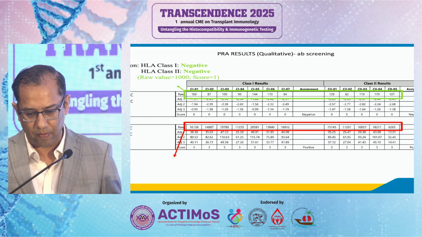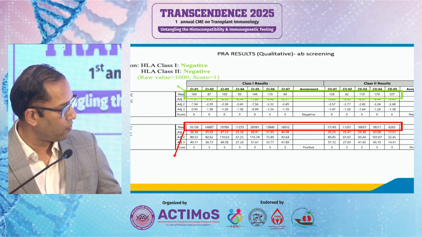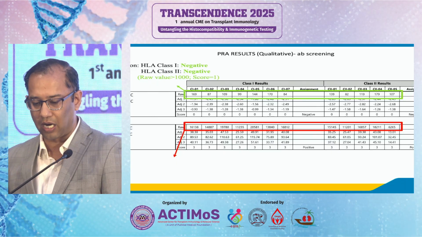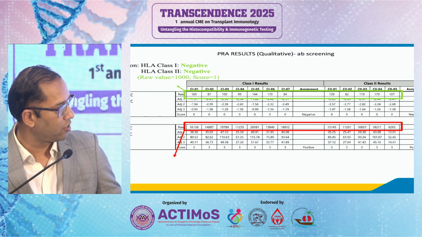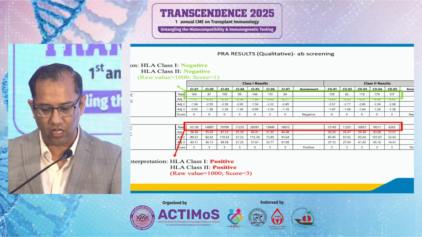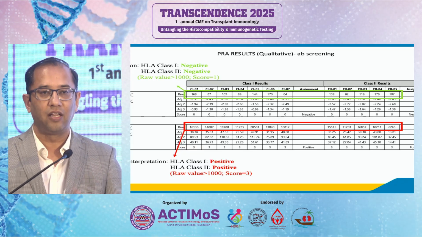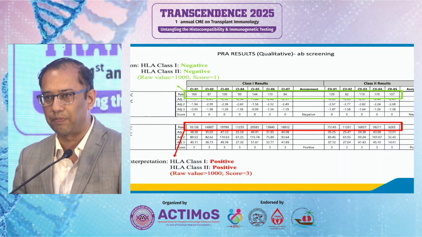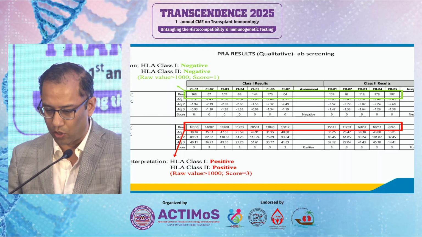On the second part, you can see we have run the positive control, and all the beads, the 7 beads in class 1 and the 5 in class 2, are all positive. They are more than 1000. In fact, they are almost to the tune of 15,000. So this is a positive HLA class 1 and class 2, and this will just tell you whether antibodies for class 1 or class 2 are absent or present.